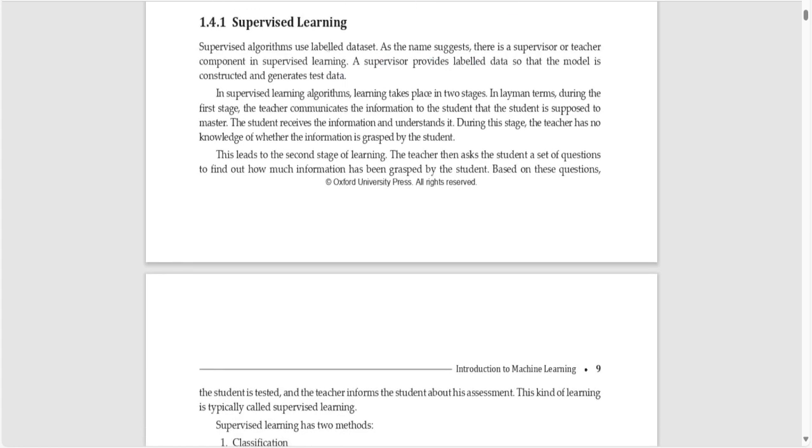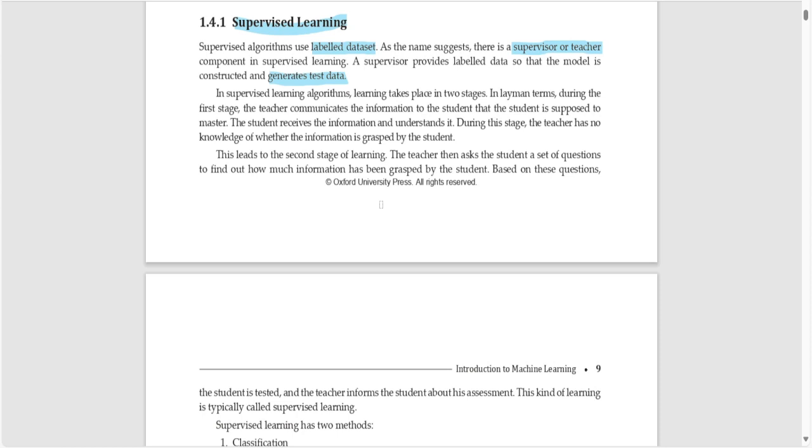So now I come to supervised learning. Supervised learning uses the labeled data set, as I told you, and as the name suggests, there is a supervisor or a teacher. In supervised learning, they provide a labeled data set, and then the model is constructed and it generates the test data. The supervised learning algorithm takes place in two stages.